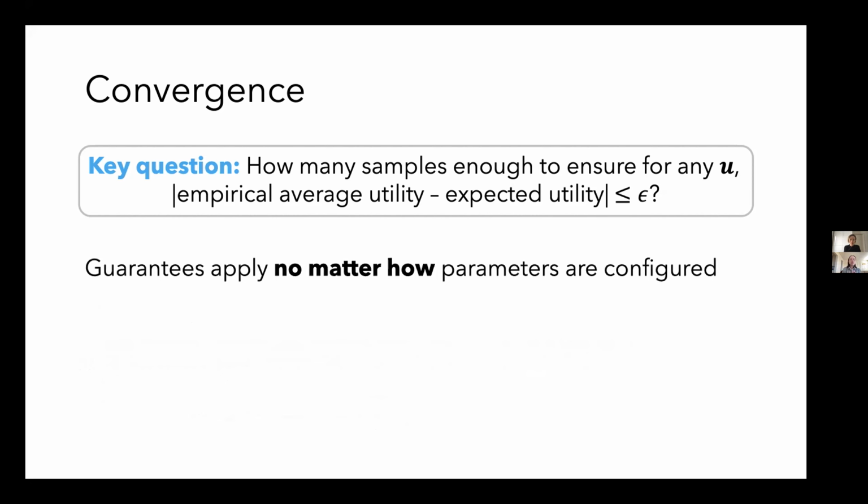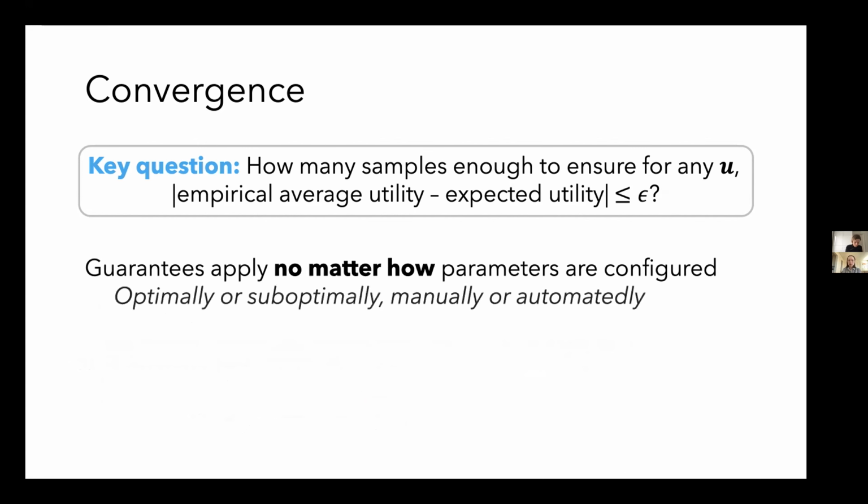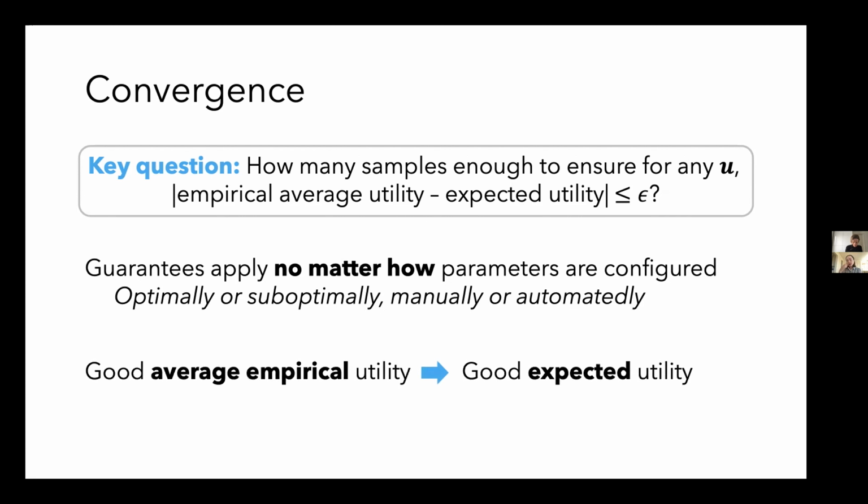And I want to emphasize that by answering this type of question, we thereby provide guarantees that apply no matter how the parameters are configured. No matter what algorithm you use to configure your parameters, optimally or suboptimally, manually or automatedly, you can be guaranteed that however well that parameter setting performed over the training set will be indicative of how well it will perform in the future. Or in other words, so long as you have good average empirical utility, you'll also have good expected utility.